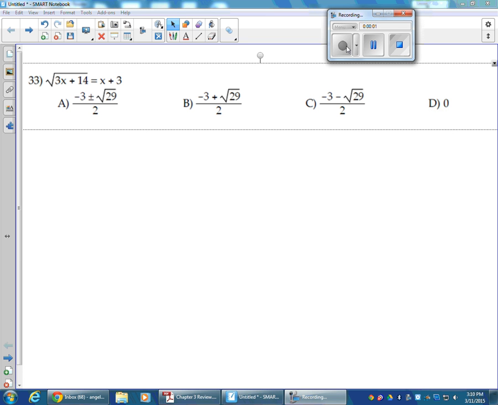Okay, hopefully this can be the last section that we have before the review. So problem number 33, I decided to stop here because it is a little bit tougher, but it is a radical equation that we need to solve.